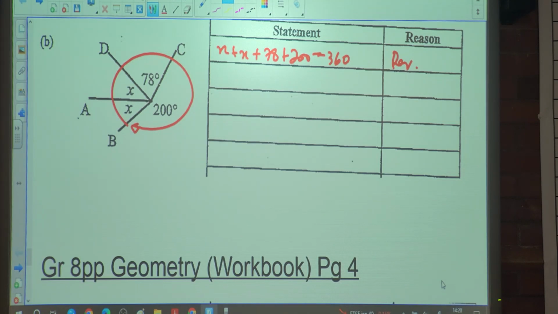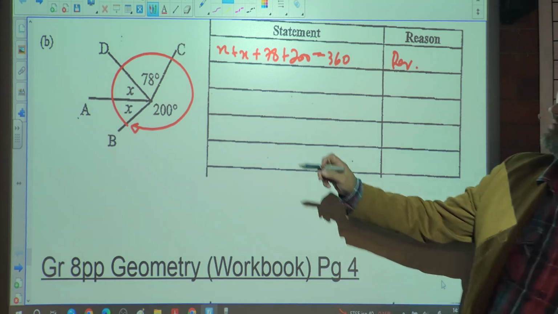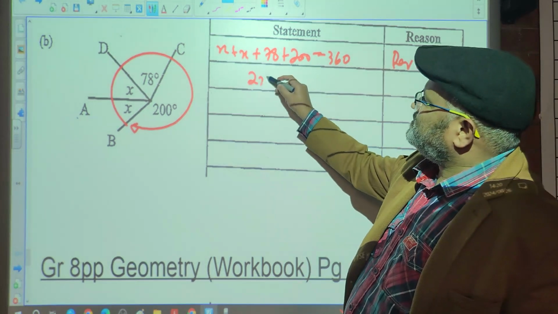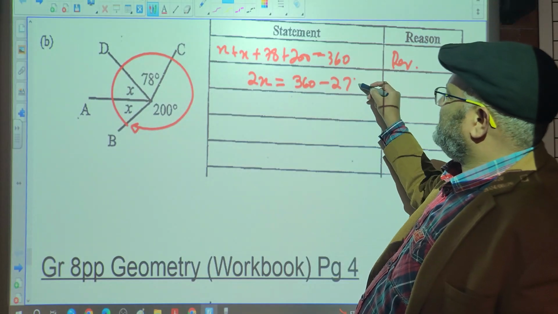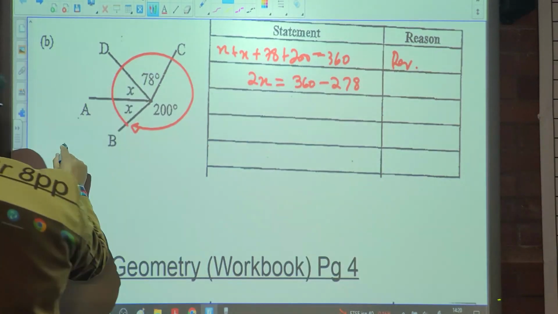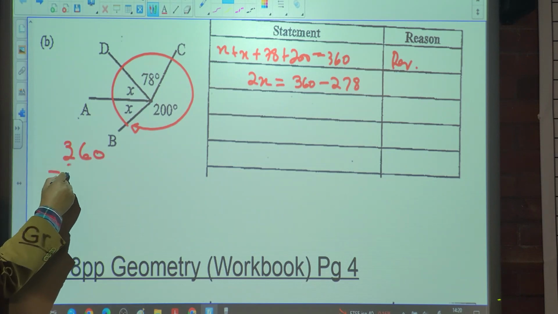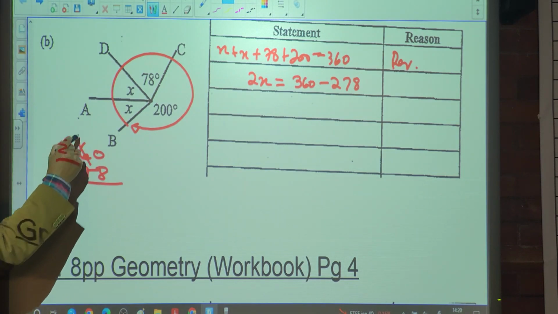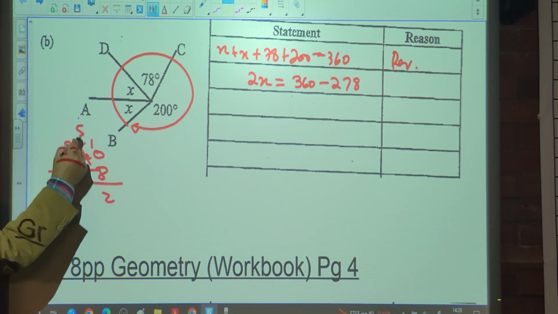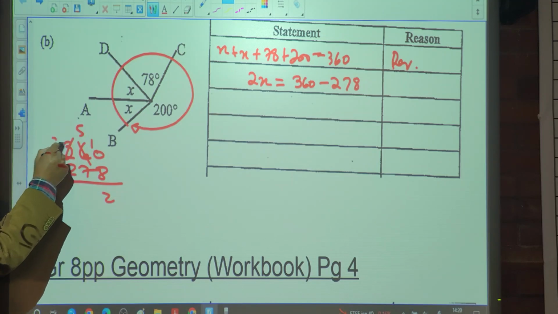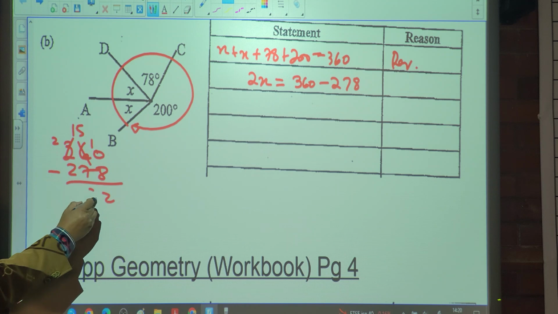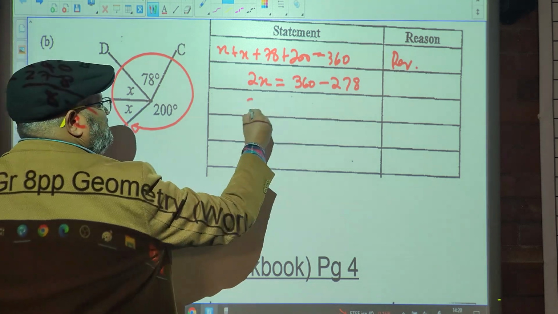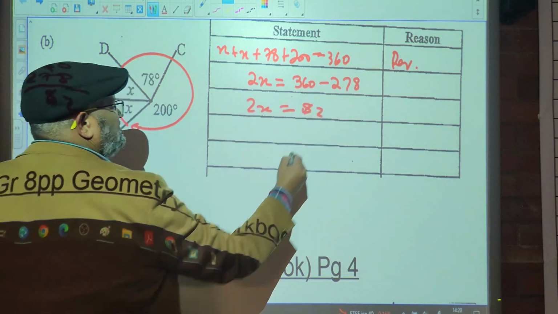So 200 plus 78 is 278, correct? So x plus x is 2x, equal to 360 minus 278. There we go. 360 minus 278. Take away gives you 5, 1, 2. Can't. 12 minus 8 is 4, 15 minus 7 is 8, 2 minus 2 is 0. 82. So 2x is equal to 82.